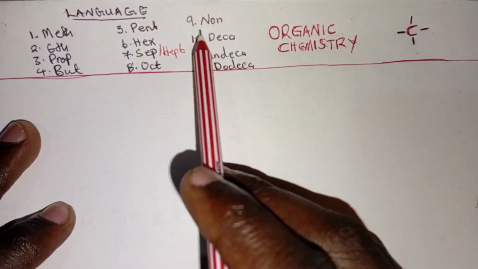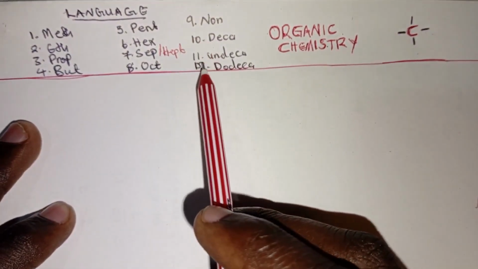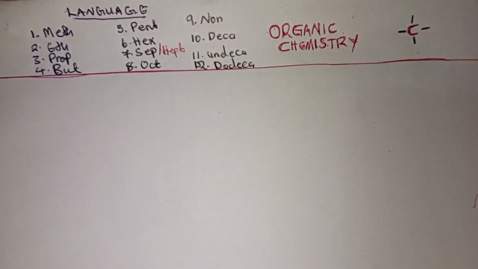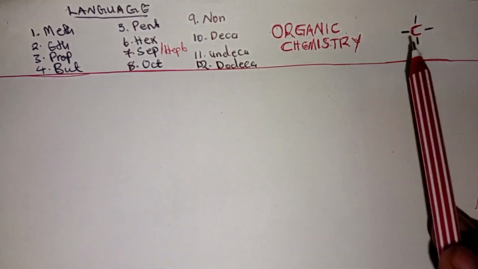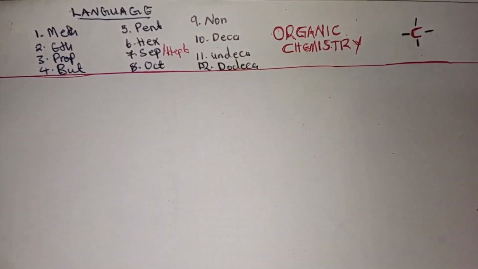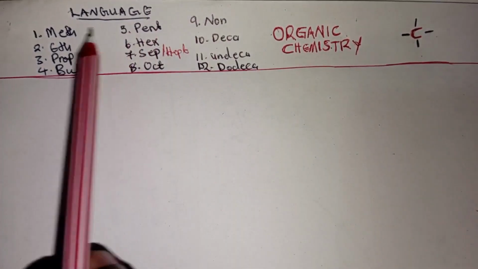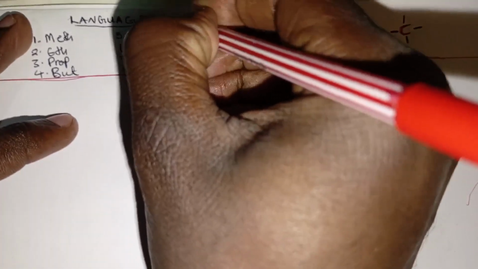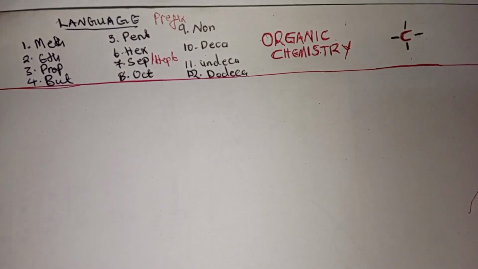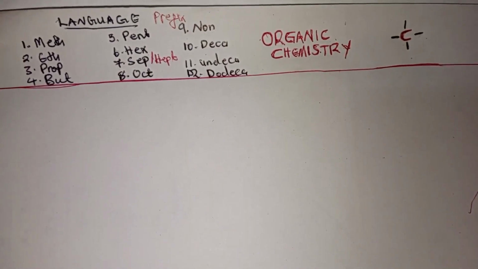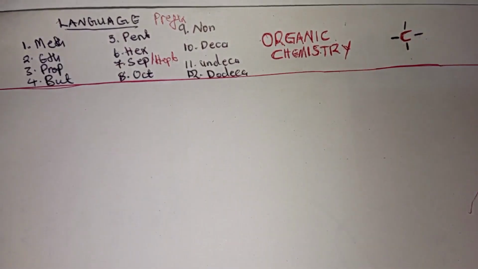8 oct, 9 non, 10 deca, 11 undeca, 12 dodeca. This refers to the number of carbon atoms. These are what we call prefixes. A prefix is a small word at the beginning of the word.